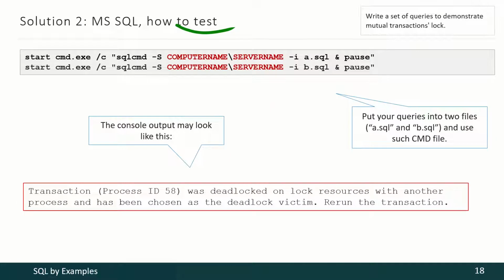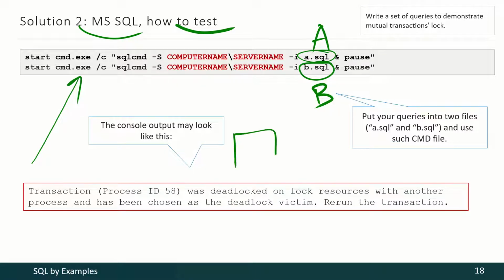To test this behavior of Microsoft SQL Server, once again you have to create two files for the first and the second transaction, and then you have to execute such a script and two console windows will open and one of them will contain such an error message.